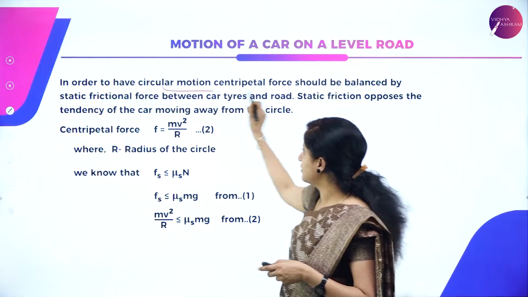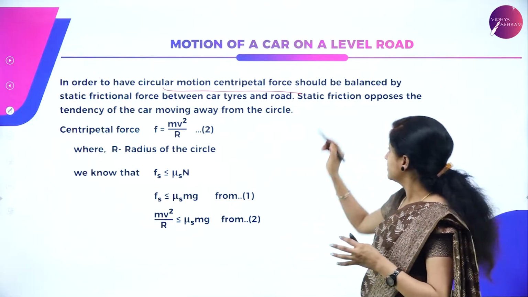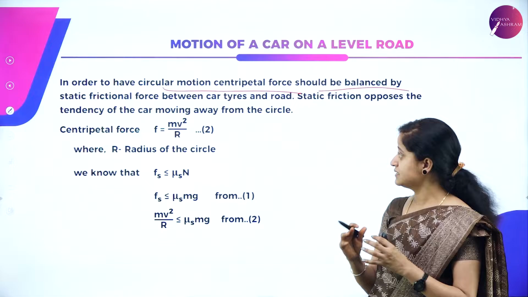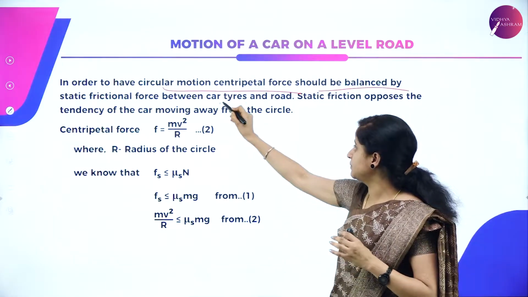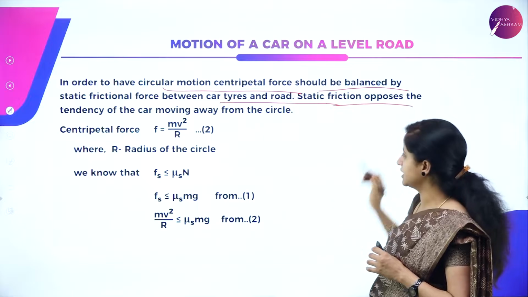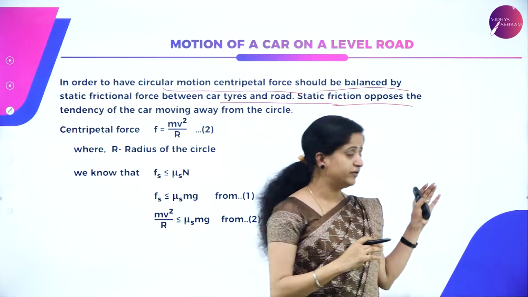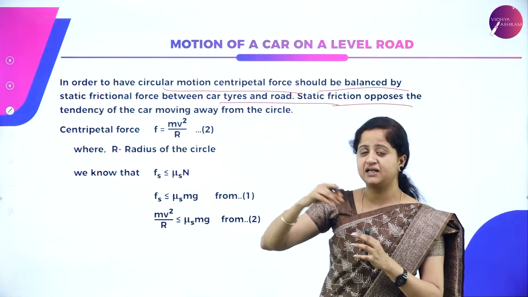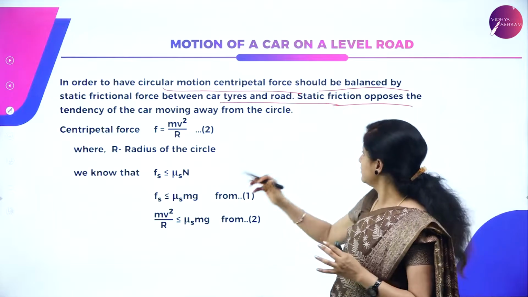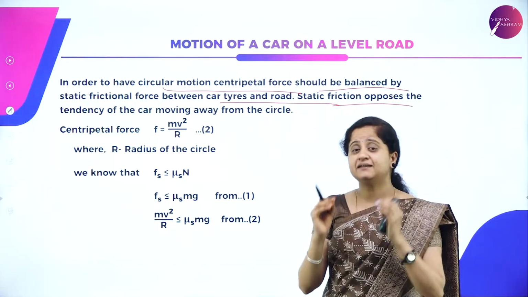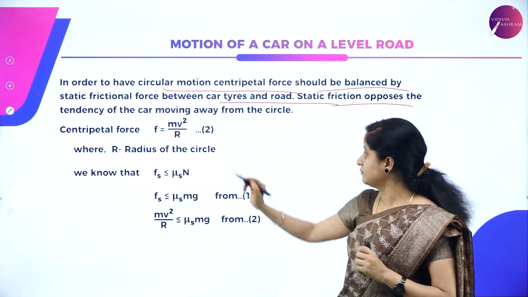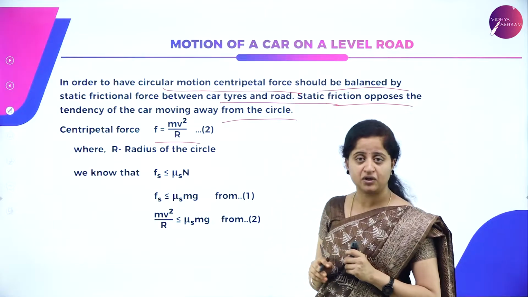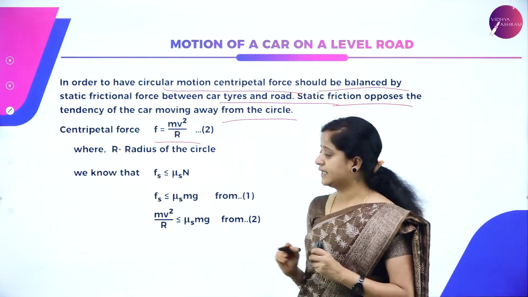In order to have circular motion, centripetal force is required. This centripetal force should be provided by the static frictional force. Where does this static frictional force exist? It exists between the car tires and the road. This static friction opposes the tendency of the car to move away from the circular path. Because of the static frictional force, the car keeps moving in the circle, and this force is always directed towards the center. So what is the centripetal force expression? It is given by F equals mv square by r, as we all know. I'll take it as equation 2.